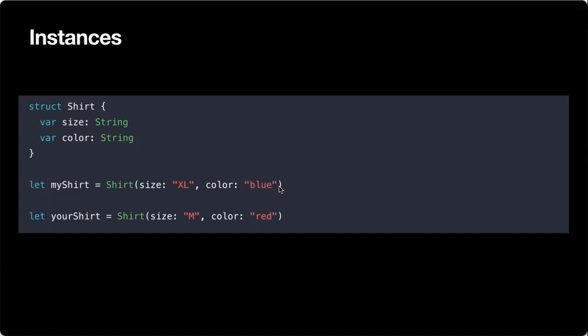So when we do this in the initializer, we're creating an instance of that shirt. This instance is called my shirt. Another name for it is an object. So this object is called my shirt, and it's a copy of shirt. It has an attribute of XL and a blue color. Here's another shirt, your shirt, with size medium, and the color is red. All right.